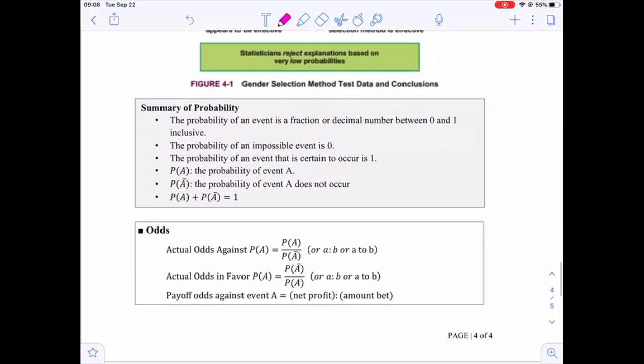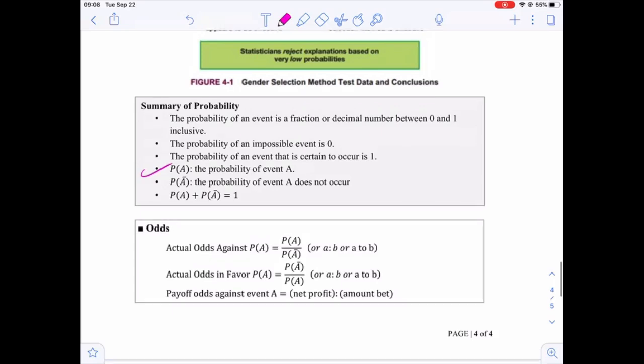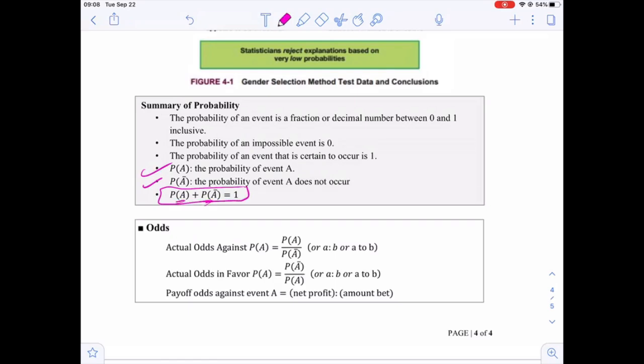Now some rules or properties of probability. We say that P of A is the probability of an event A. P of A complement is the probability that event A does not occur. And we need to notice that the probability of an event plus the probability of its complement is equal to 1. This is a very powerful rule in computing probabilities.